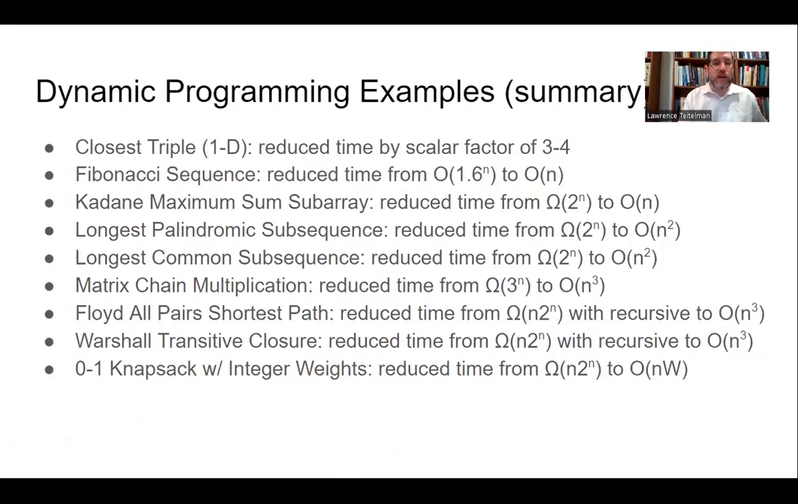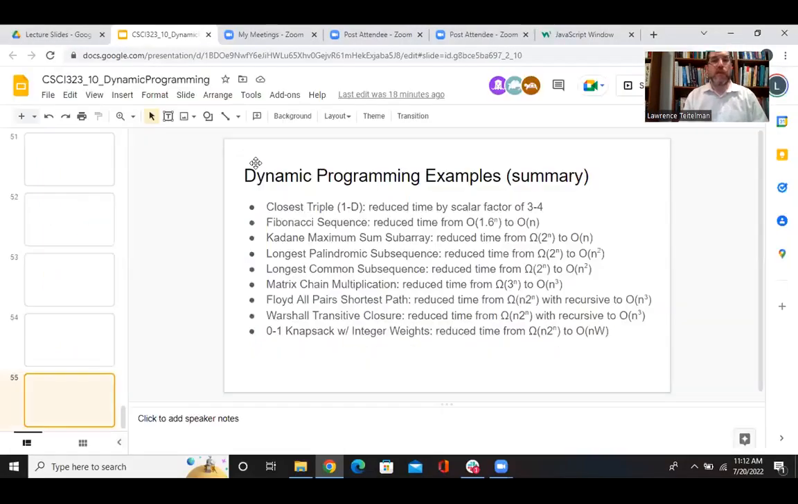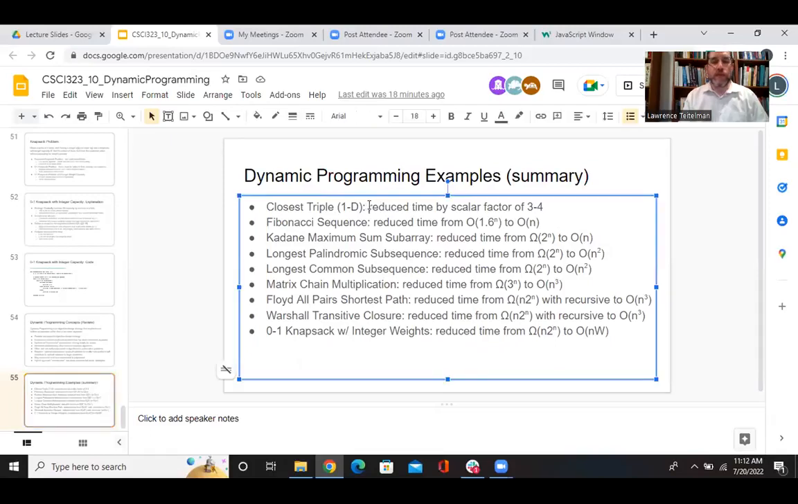Okay, and these are the examples that we did today. So we had the one-dimensional closest triple. All right, it's still O of n. Let me just write that in there. So it was, I'm sorry, it was O of n cubed, but reduced time by a scalar factor of 3/4. So that's not so impressive.